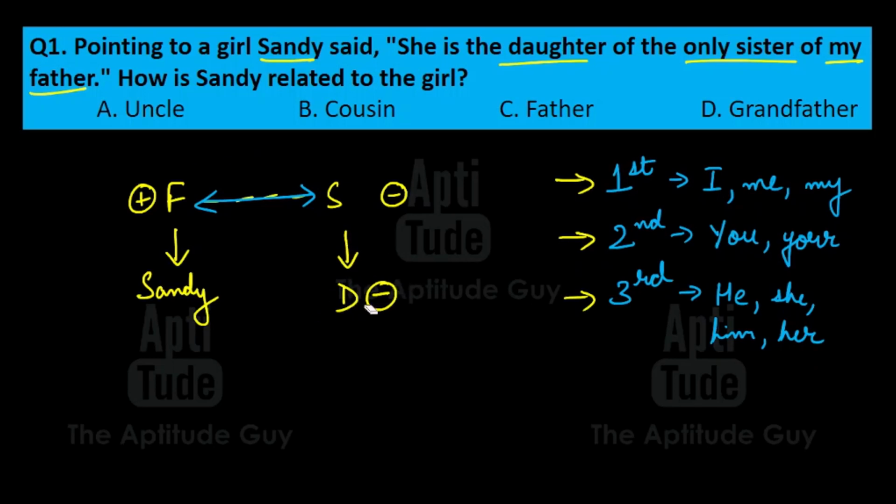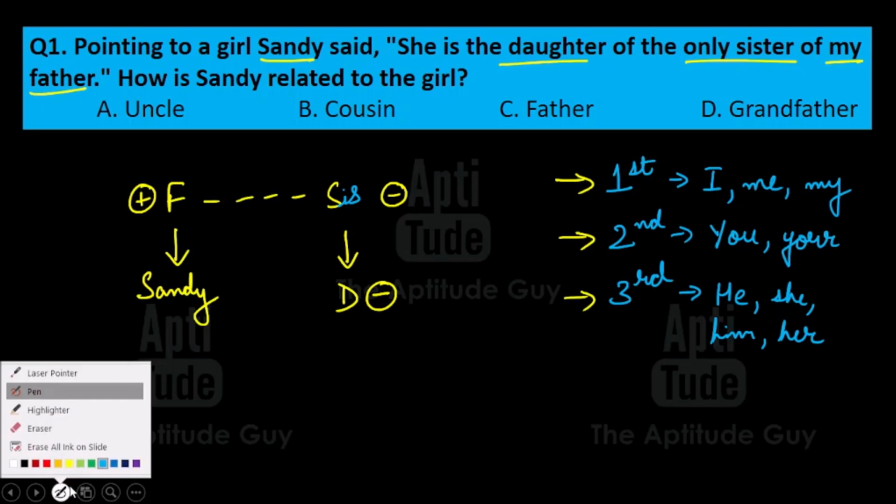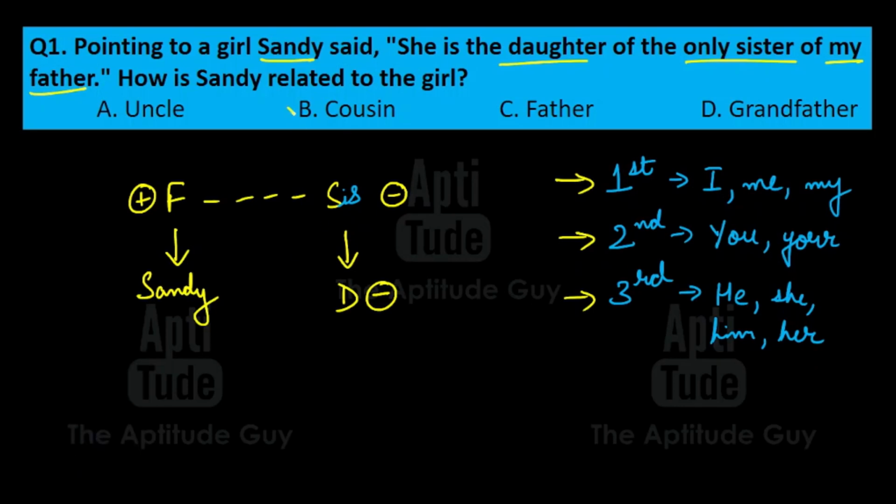But what if I reverse the question? What if I ask, how's the girl related to Sandy? That time 100% the answer is sister. Because the girl is a girl. That's all. And girl siblings are sisters. So this is the actual solution to the question. The answer, of course, is cousin.